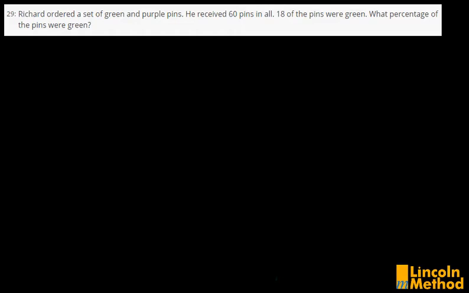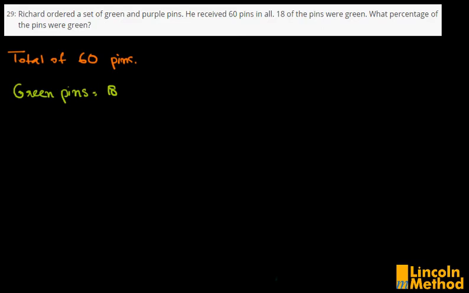So Richard ordered some pins and he received a total of 60 pins, out of which 18 were green. So the number of green pins is 18. And we're required to find what percentage it amounts to. So a total of 60 pins, out of which 18 were green.